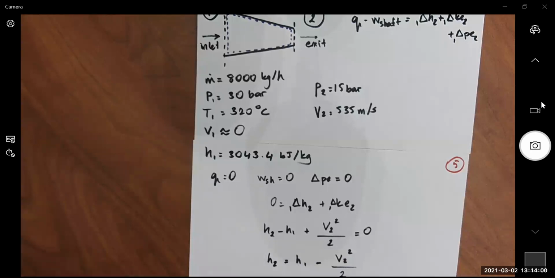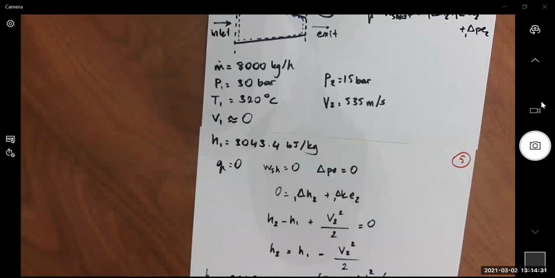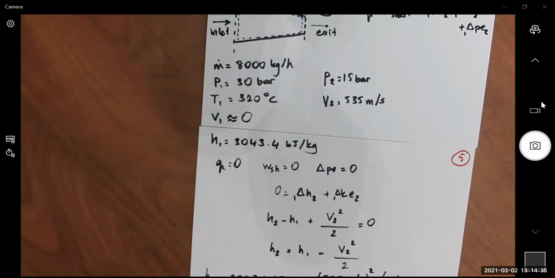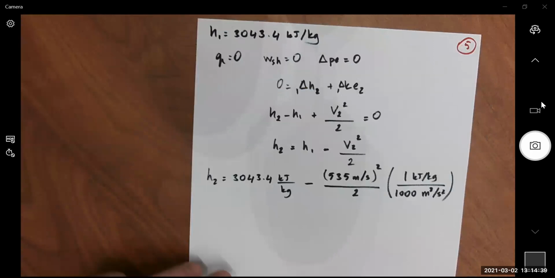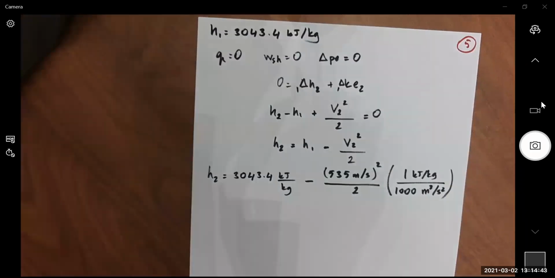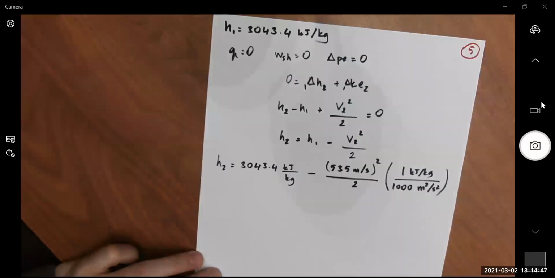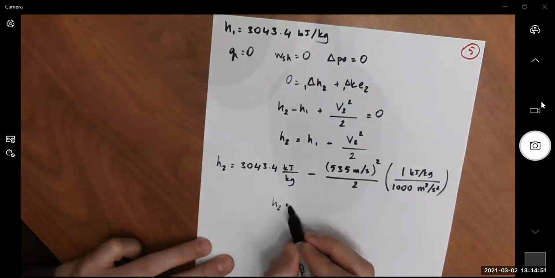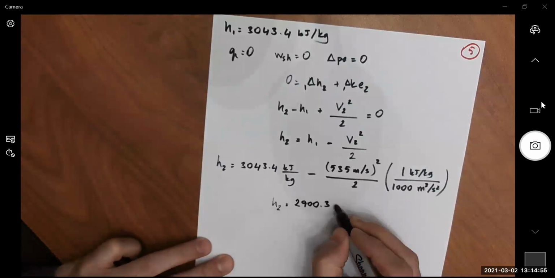H2 will be, I know my H1, I just read it from the table, 3,043.4 kilojoules per kilogram minus velocity at the outlet, given as 545 meters per second, squared over 2, times 1 kilojoule per kilogram over 1,000 meters squared over second squared. I need to get the same units. From here, H2 will be equal to 2,900.3 kilojoules per kilogram.